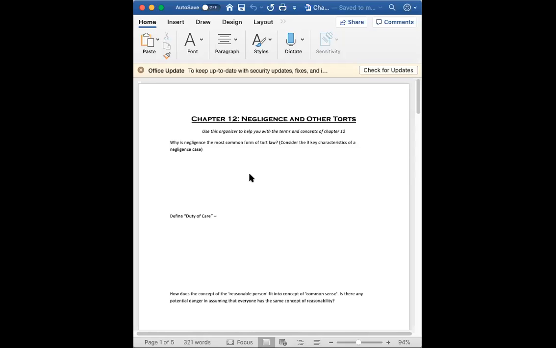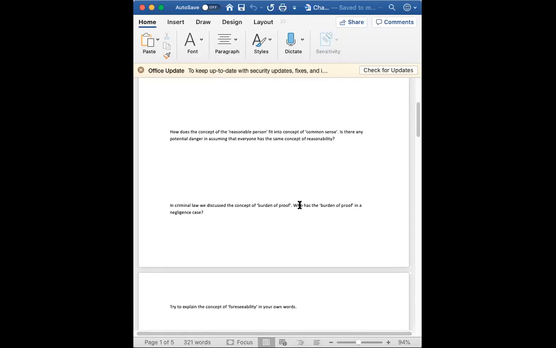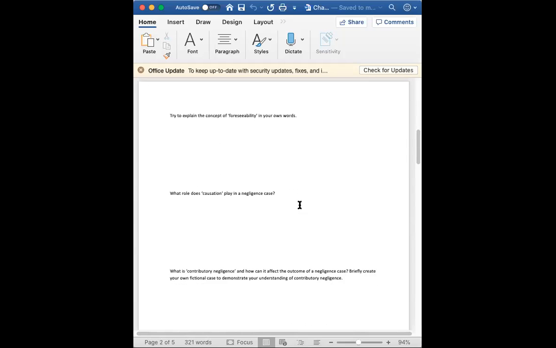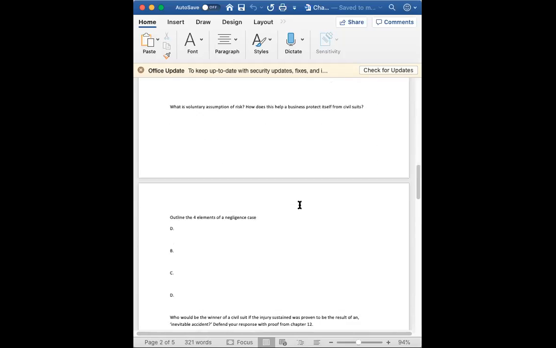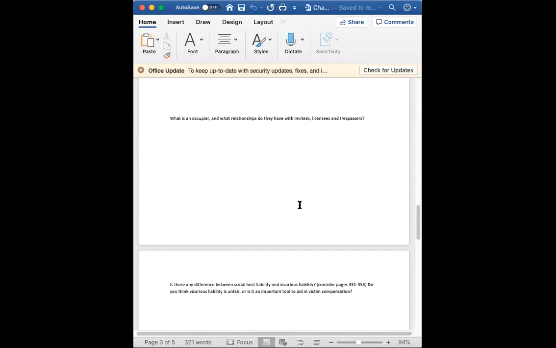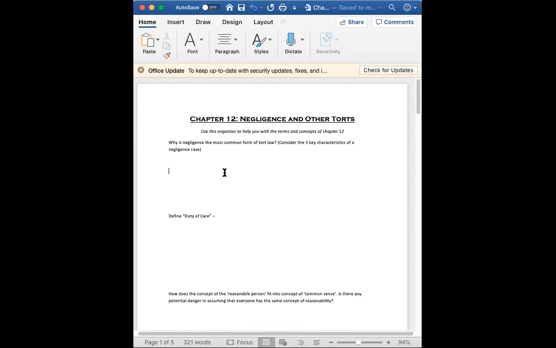It's almost 1 o'clock, and that's fine. We will still have a break, but I do want to answer a couple of questions here in chapter 12. So, why is negligence the most common form of tort law? And I'm going to answer this by actually answering another question, which I think is a little bit later. Nope, that's fine. I'll answer it up here.